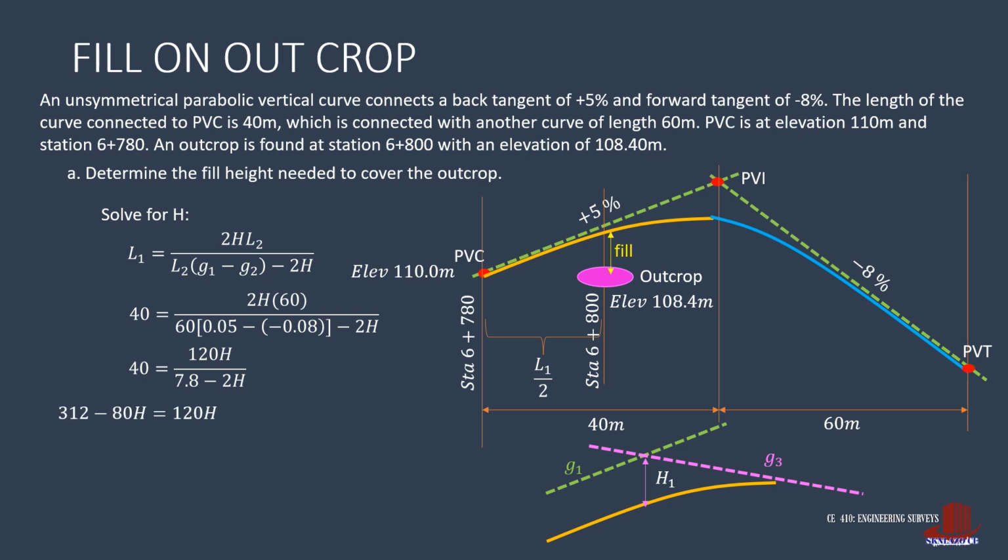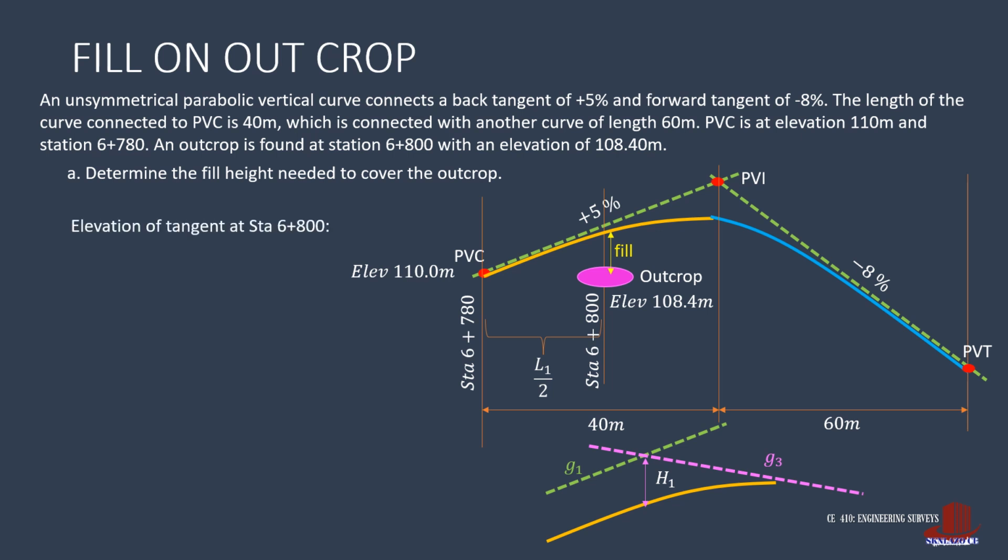Cross multiply to have 312 minus 80h as equated to 120h. Take all with h and have 200h is equal to 312, where h is 1.56 meters. Finally, for h1, from 0.25 of h, that is 0.25 of 1.56, making h1 0.39 meters.